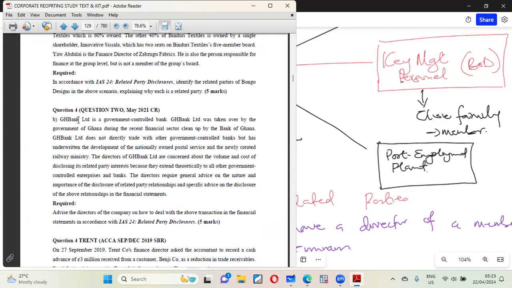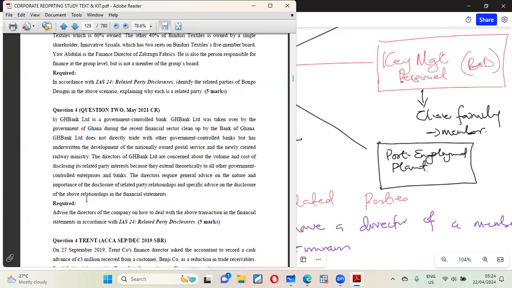And this one talks about GH Bank, which is a government bank. So you see, this is a government related issue. It says that GH Bank was taken over by the government in a recent financial sector clean-up by the Bank of Ghana. GH Bank Limited does not directly trade with government controlled banks, but has underwritten the development of the national-owned postal services and newly created railway lines. The directors of GH Bank are concerned about the volume and cost of disclosing related party transactions because they extend theoretically to all government-controlled enterprises and banks. The directors require general advice.